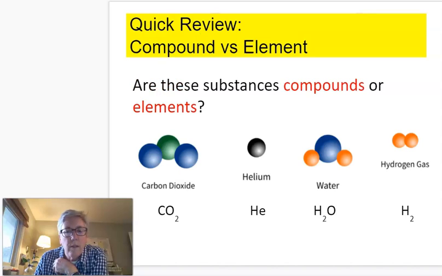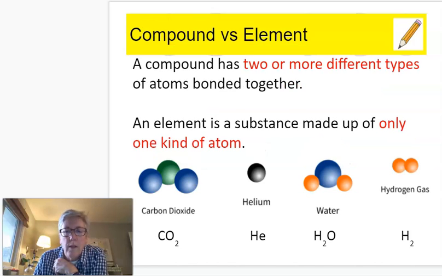But before we do that, let's do a real quick review of the difference between a compound and an element. You did this in the POGIL, you had a quiz about this, but we just want to make sure you're clear. So this is a thing for you to think back for a second. Are the things shown in this slide compounds or elements? We have some carbon dioxide, helium, water, and hydrogen gas. So think about it for a second. Pause if you want to. And then let's look here.